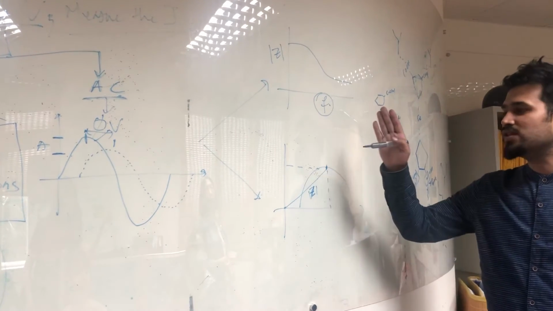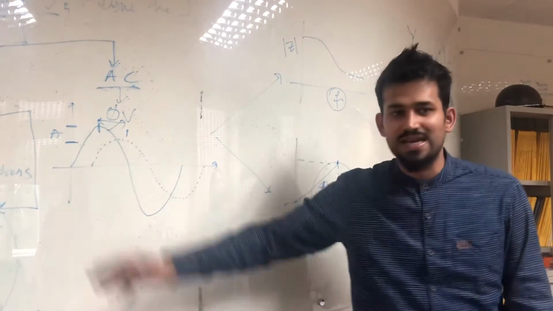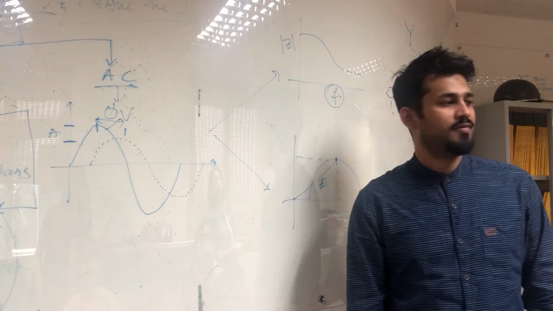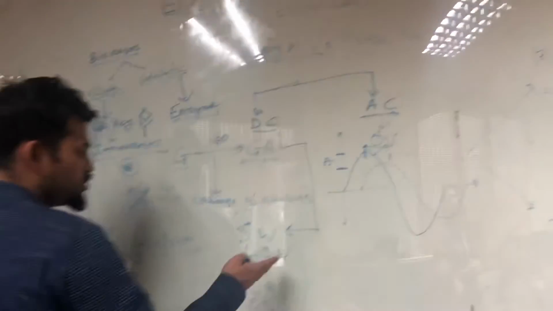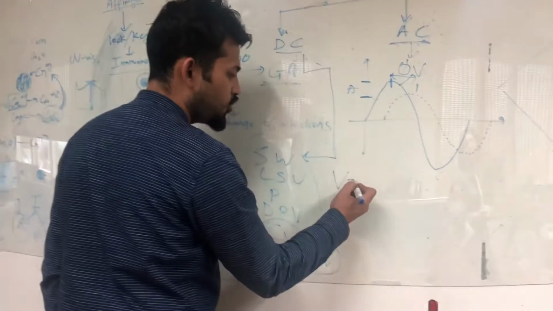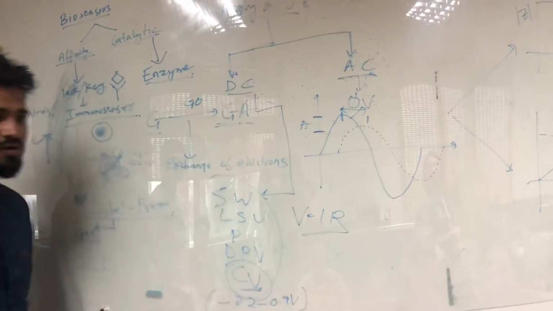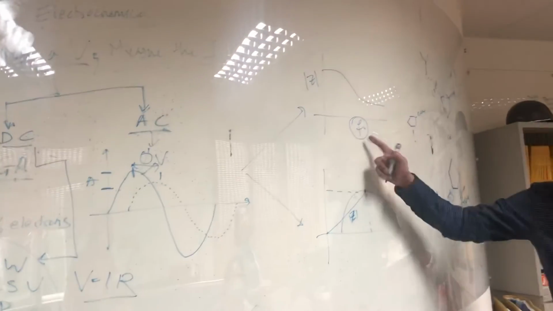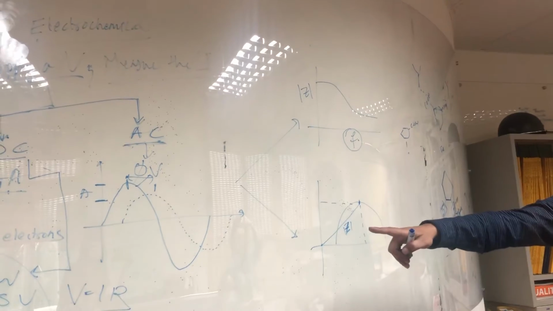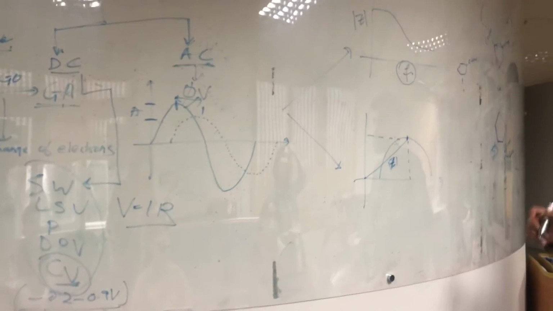What is the difference between DC and AC? When you apply any of these DC techniques, they follow V is equal to IR, that's Ohm's law. Here you have frequency, and there is no frequency there. That is the main difference.